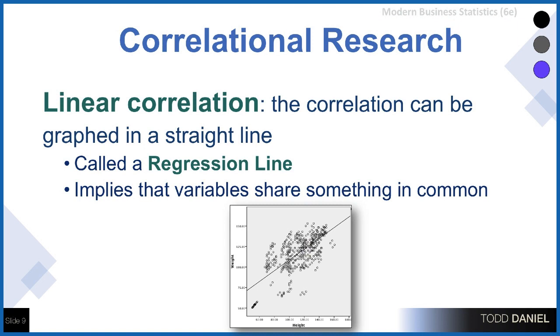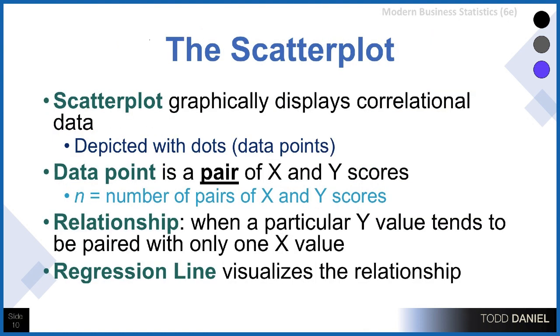That picture is a scatter plot. It's all those dots with the line running through it. So a scatter plot is the graph that we use to display correlational data. It's depicted with all these dots, which we call data points. So anytime we have a pair of x and y scores, that's a data point. If we take your height and your weight, those are two data points about you. We'll call one x, one y. They have some kind of relationship.